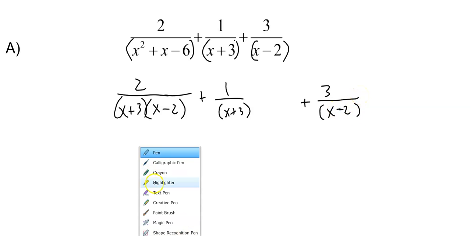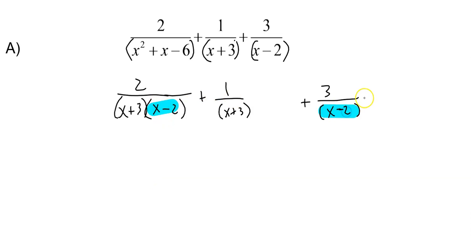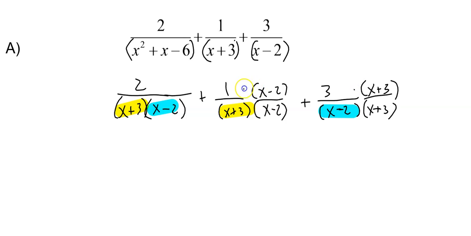Okay, so let's see what we have. We have an x minus 2 for these two. We have an x plus 3 for these two. So I think I have my common denominator. I'm going to need, well, that guy doesn't need anything. This guy is missing an x minus 2. Now that's going to have the same denominator. This one's missing an x plus 3. And again, that's being multiplied, that's being multiplied. So I get 2 over x plus 3, x minus 2, plus x minus 2 over x plus 3, x minus 2.